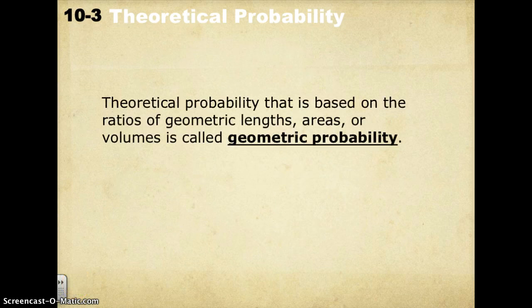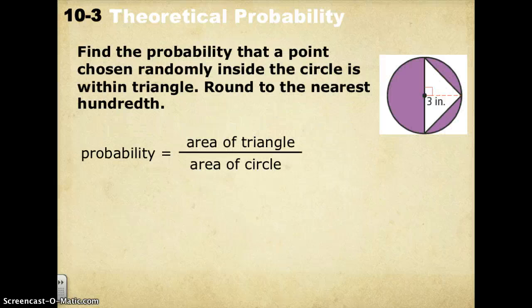Lastly, let's look at geometric probability. Geometric probability is theoretical probability based on ratios of geometric lengths, areas, or volumes. Find the probability that a point chosen randomly inside the circle is within the triangle. Round to the nearest hundredth. So we're looking at the white triangle area inside of the purple circle. That means we're looking at the area of the triangle out of the area of the circle, or our sample space.